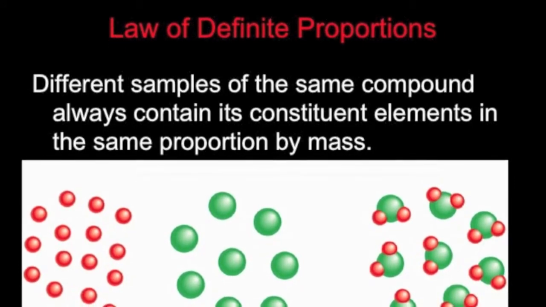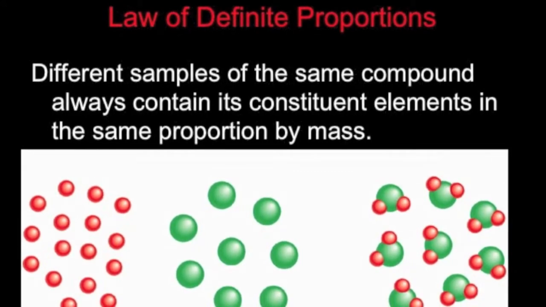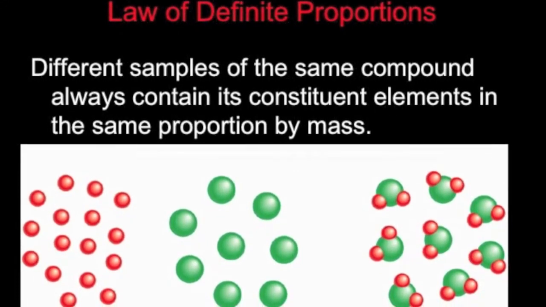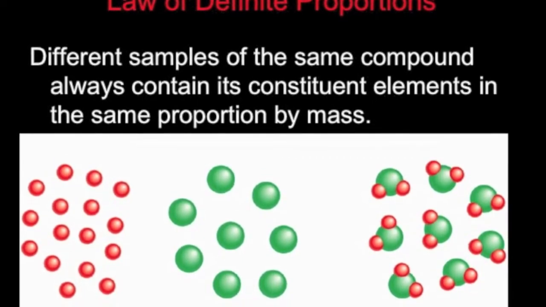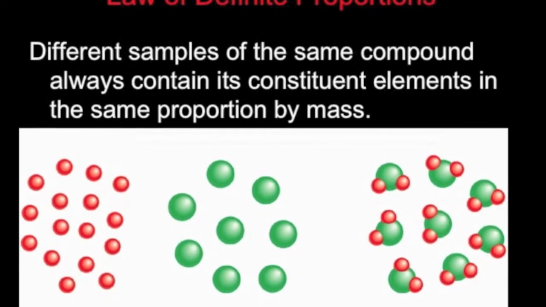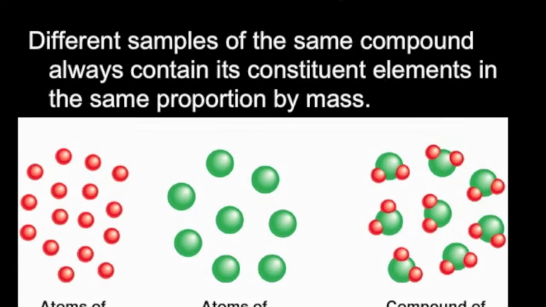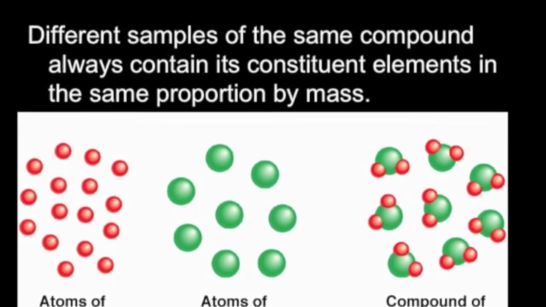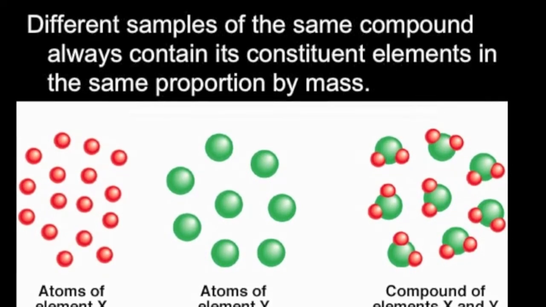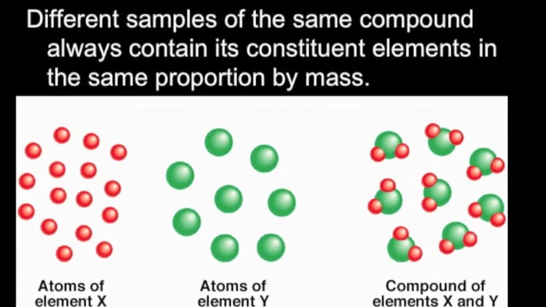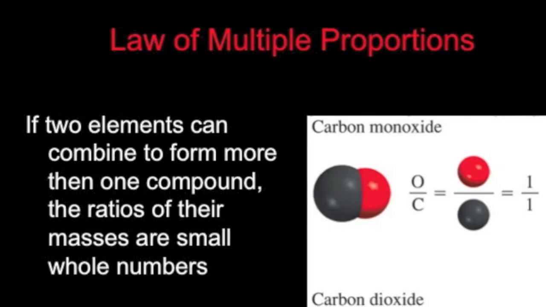The next is the law of definite proportions: different samples of the same compound always contain constituent elements in the same proportion by mass. So if we take atoms of element X that have some mass, and atoms of element Y, and combine those together to get this new compound, X and Y, they always form this same ratio by mass. Whenever we combine X and Y, we're going to get the same mass ratio.